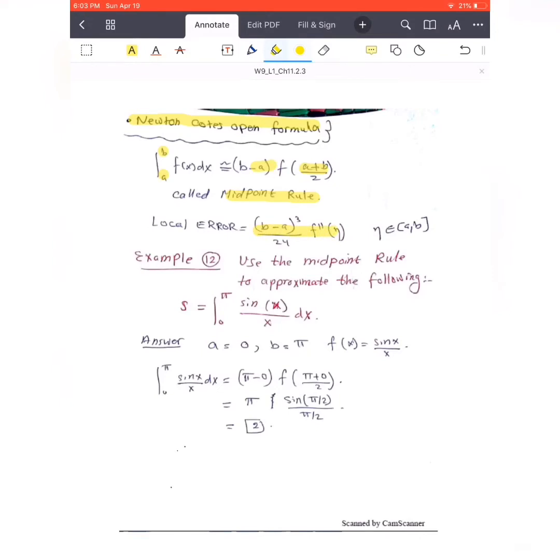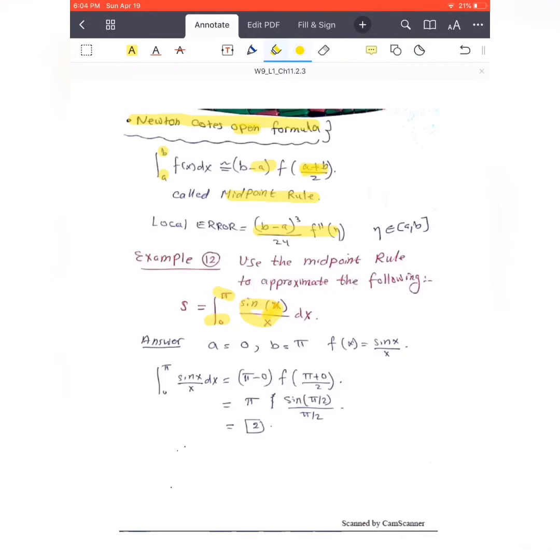Why is this important? Because imagine you want to approximate this integration here. If you use the trapezoidal rule or Simpson's rule, which belong to the closed formulas, it means you need f of 0. What is f of 0 here? Sine 0 is no problem, but dividing by 0 is undefined. You cannot divide by 0. It means the method will fail. Simpson's rule will fail, trapezoidal rule will fail. So we need another method which doesn't use the bound of the integral.